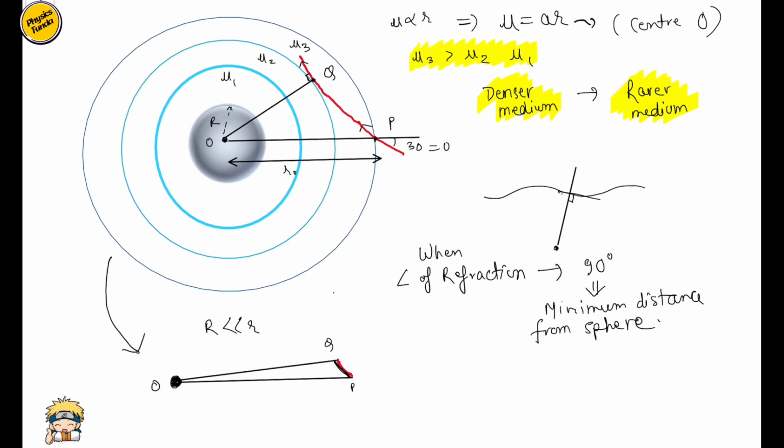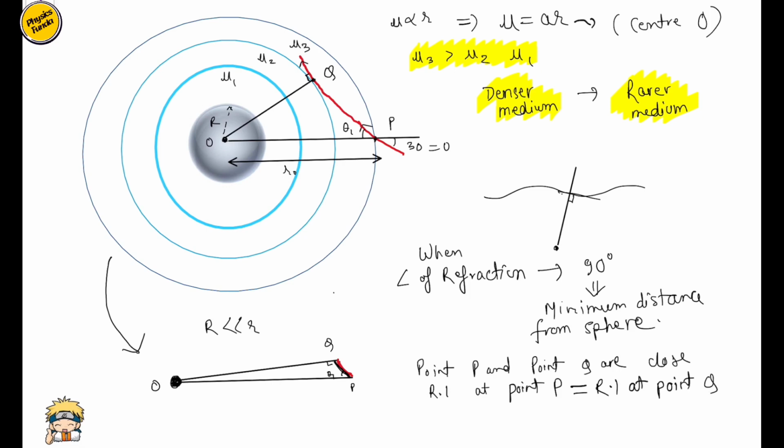right? So let's say the angle of refraction after crossing point P is my theta 1. So this was my theta 1, and at point Q it's 90 degrees. Okay. Point P and point Q are very close, so I can assume the refractive index at point P will be equal to the refractive index at point Q.